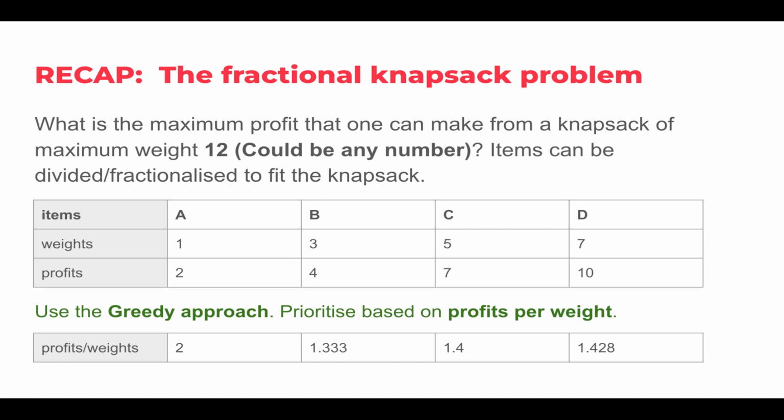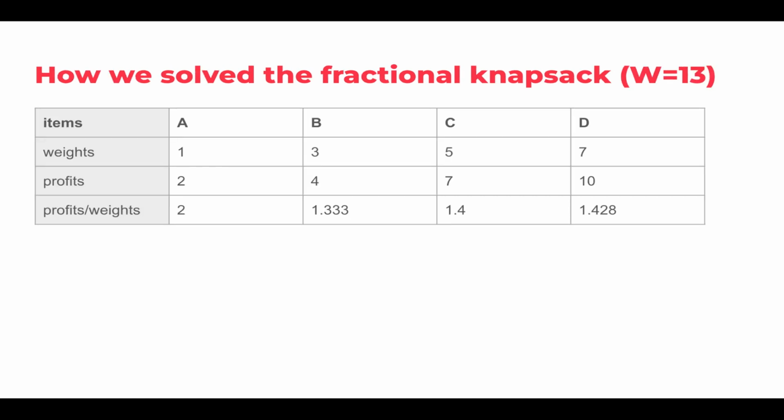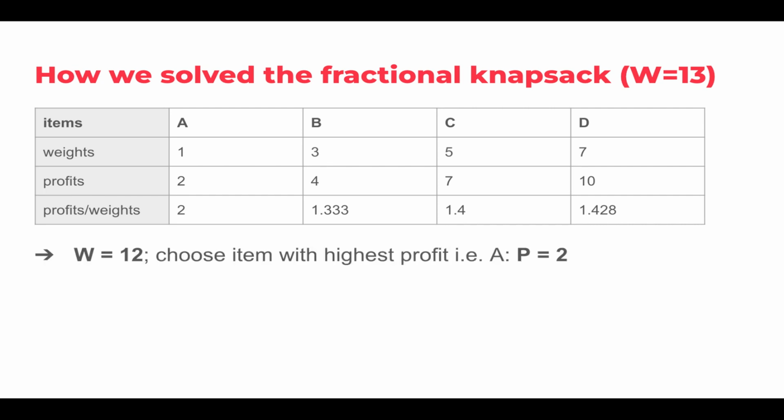In my core problem here, we have a maximum weight of 12. And this is now my full table after including the profits versus weights. So my weight is equal to 12 now. I choose the item with the highest value, and this is going to be item A. So I'm going to choose the whole of A, just 1 kg there, or 1 liter there, however you want to think about it.